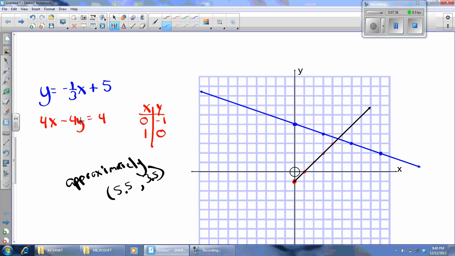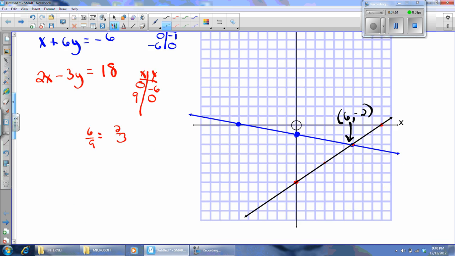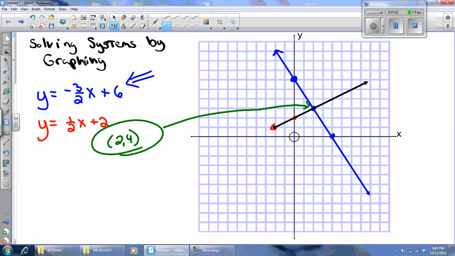If I solve this using another method, which you'll learn after Christmas, I can get an exact answer there. But right now, I can't. All right, so that's it. We're going to be solving by graphing. This will be on your midterm, so make sure you're watching it.